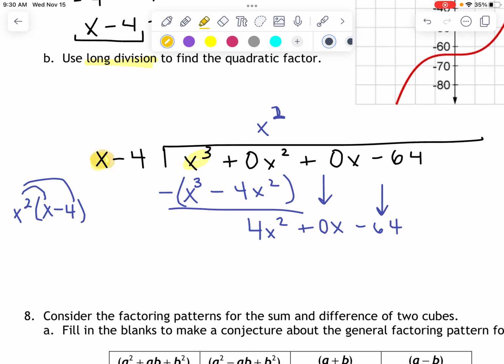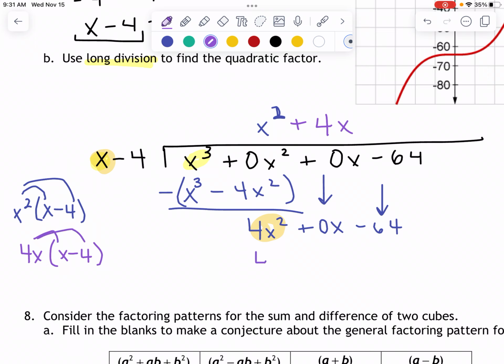Now we're looking at x and this 4x squared, and we're thinking to ourselves, x times what is 4x squared? We're missing a 4x, so we throw that up top. Little side work here, 4x times x minus 4. Distribute this through, and we have a 4x squared minus 16x. We'll go ahead and subtract that out. 4x squared minus 4x squared is 0. 0x minus a negative 16x, minus a negative turns into plus a positive, so we have 16x minus 64.